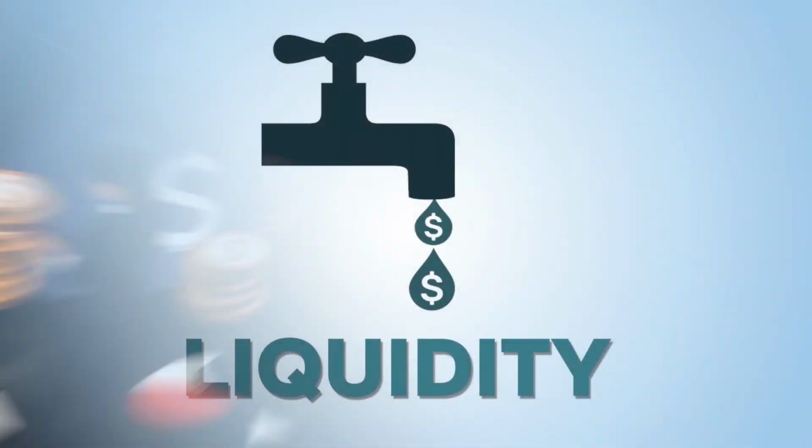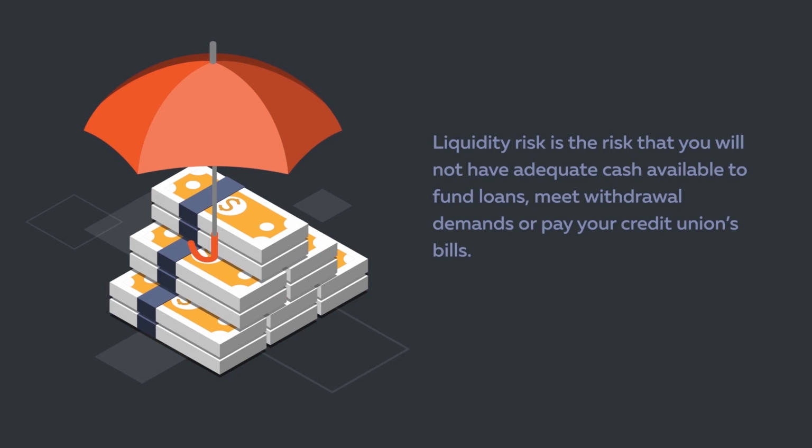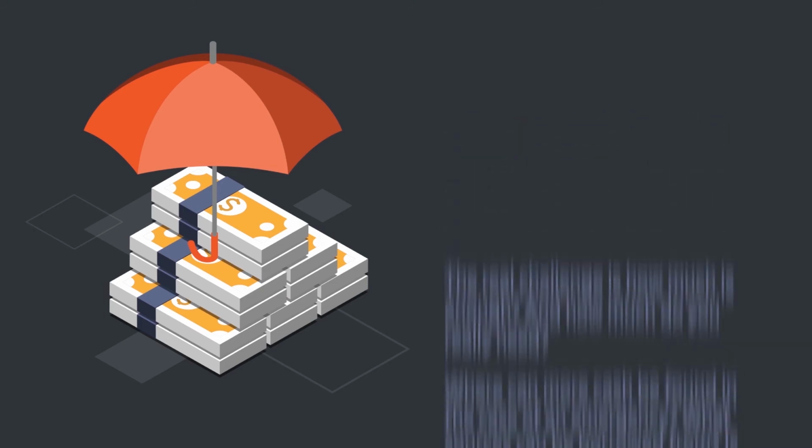Number 4 is liquidity risk. Liquidity risk is the risk that you will not have adequate cash available to fund loans, meet withdrawal demands, or pay your credit union's bills. The real challenge is how much is enough, and how much do you really need? Where can more cash be found in the case of an emergency? What sources can be borrowed from? Is borrowing from the corporate an option? Can investments be sold? These are all questions to ask when it comes to liquidity risk.